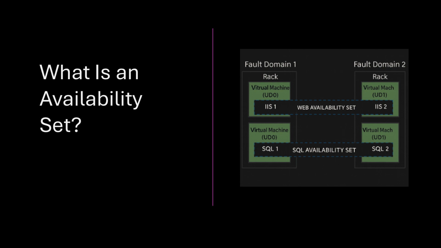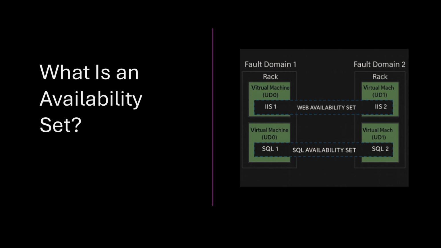Azure automatically distributes these VMs across multiple physical resources: different servers, racks, storage units, and network switches. That way, if a hardware issue occurs, only part of your availability set is affected, not your entire application.